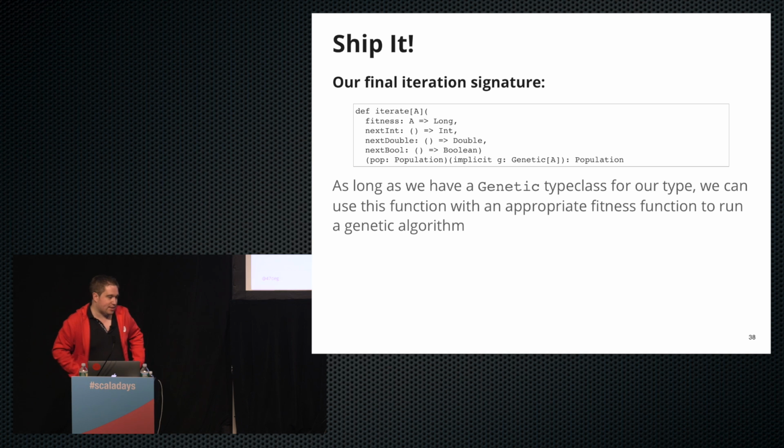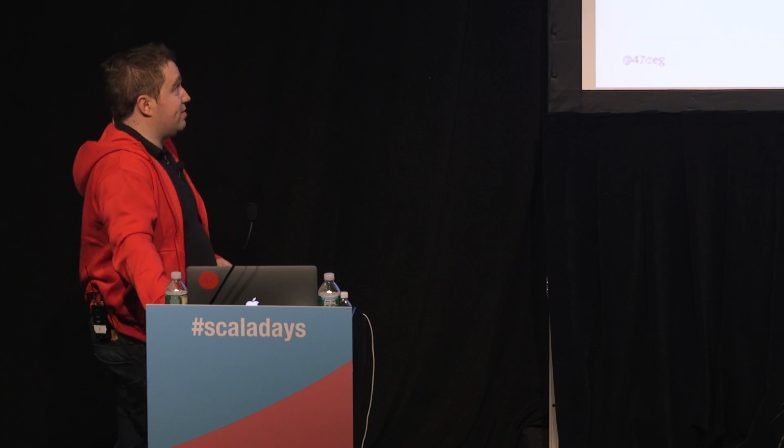And just coming back to thinking about type classes, as long as there's a genetic type class for our type, we can provide a fitness function for that type, and this will run. And that's really quite nice. So you might be able to think of some algorithms that I haven't thought of, and as long as you can provide a type class and a fitness function, this thing will just work. Okay, so I've spent half an hour defining things.